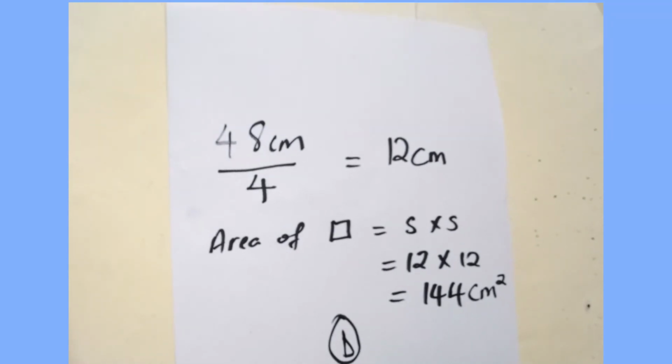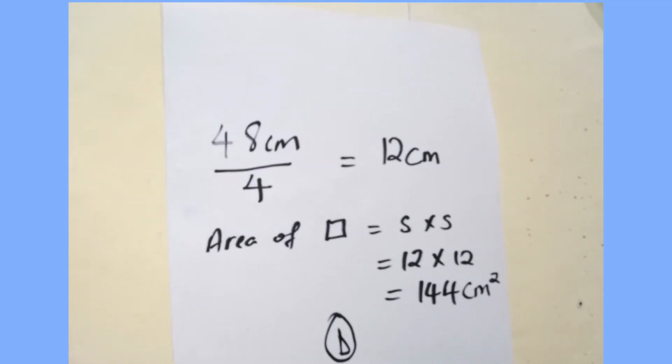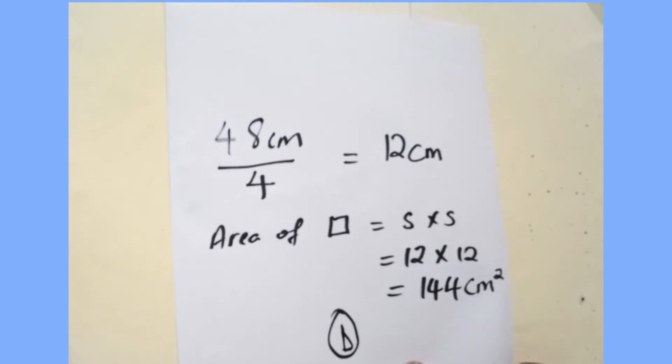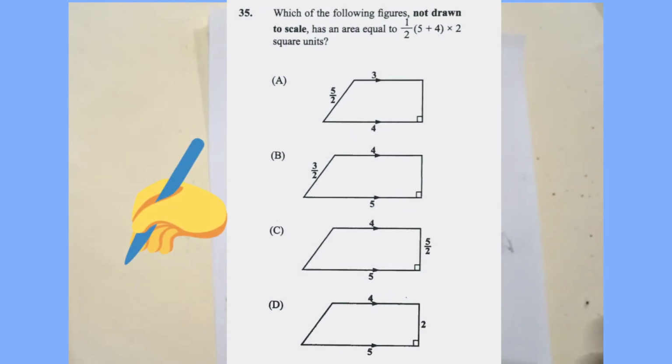Now, let us look at question 35. Question 35 says, which of the following figures, not drawn to scale, has an area equal to half times 5 plus 4 times 2? Now, again, reread your question. Then move on to the figures that they're talking about. What figures are they talking about?